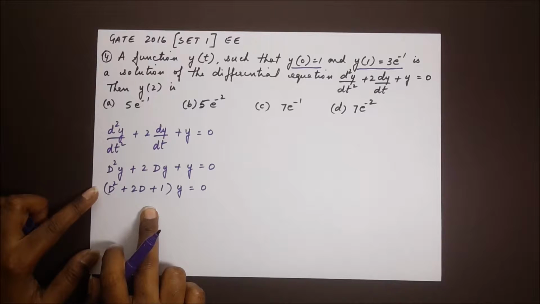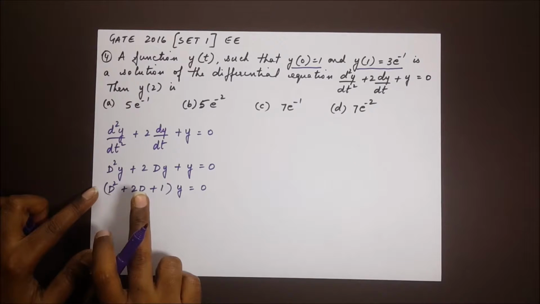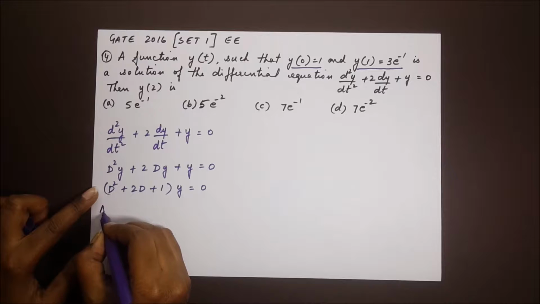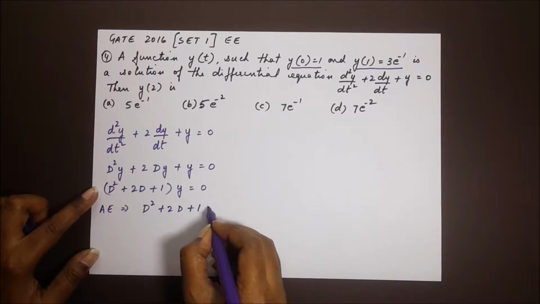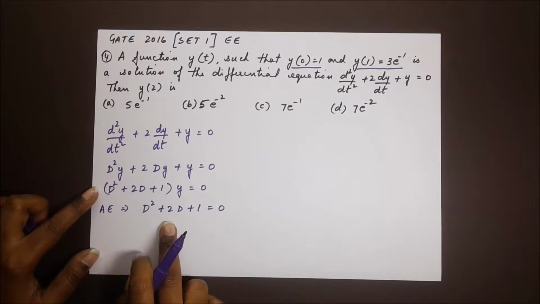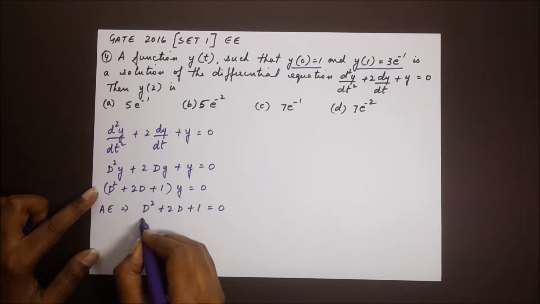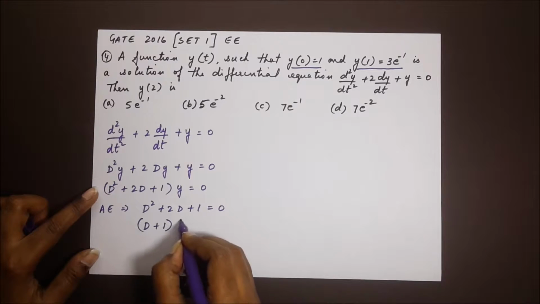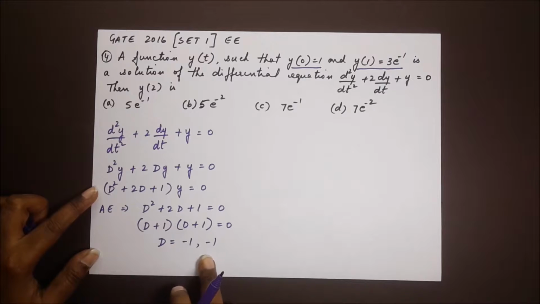The equation within the brackets is called the auxiliary equation. So we take the auxiliary equation and equate it to 0: D square plus 2D plus 1 is equal to 0. This is a quadratic equation which can be written as a product of factors, D plus 1 into D plus 1, which gives us the values D equals minus 1 and minus 1. Now the roots are the same and the roots are real.